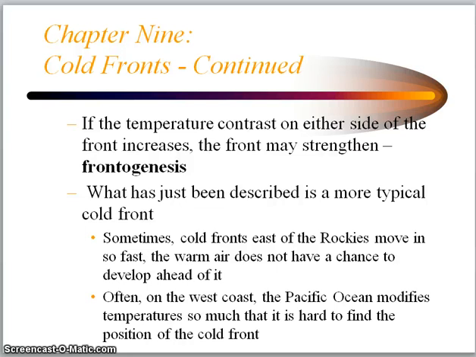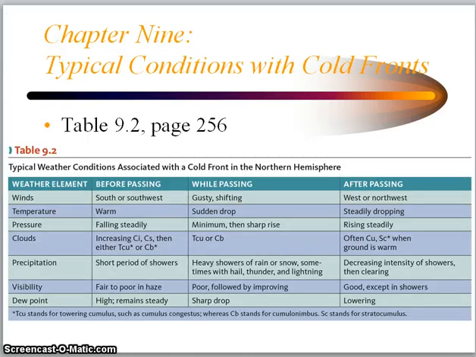Now, in the previous panels about cold fronts, we've described typical cold fronts as they cross mostly the central and eastern United States. Sometimes, though, cold fronts east of the Rockies move so fast that warm air coming from the Gulf of Mexico, maritime tropical air, doesn't even have a chance to develop ahead of it. Here on the West Coast, we have some special cases because the Pacific Ocean modifies our temperatures so much that it's really hard to find the position of the cold front in some cases. Table 9.2 on page 256 describes typical weather conditions associated with a cold front passing through parts of the northern hemisphere, specifically North America, because that's what we're focusing on here.